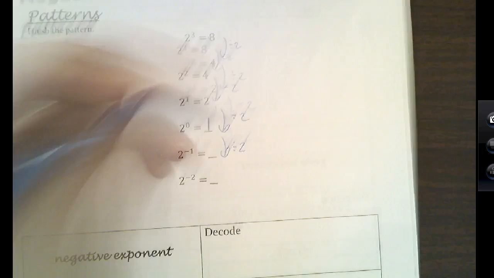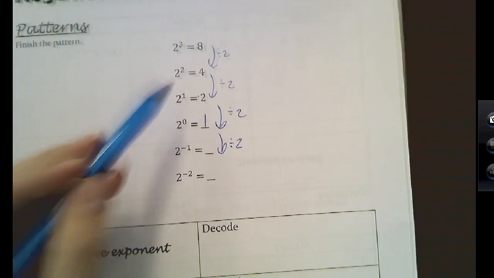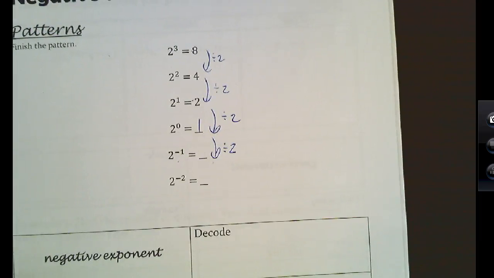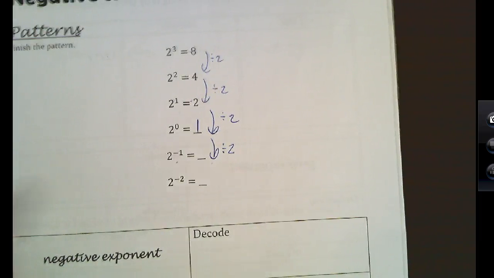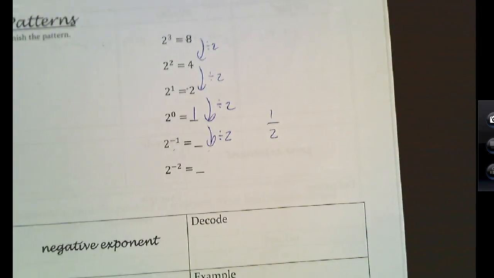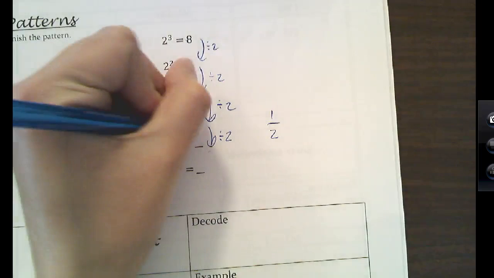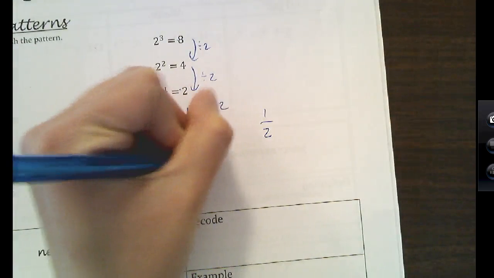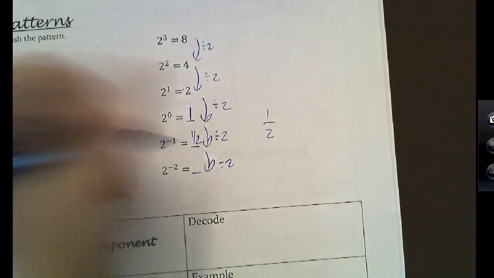Then we're going to divide by 2 again, because I'm just reducing my power by 1. So what's 1 divided by 2? Can you divide 1 by 2? No, so it's just a half. And then if I were to divide by 2 again, if I were to take a half and divide it in half, I would get 1/4.